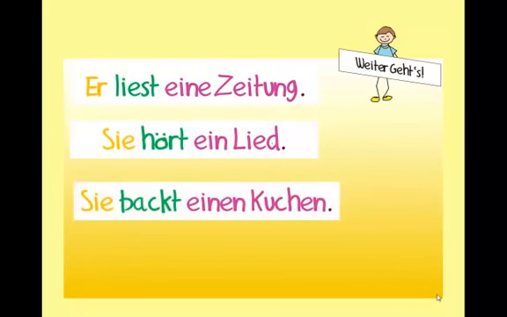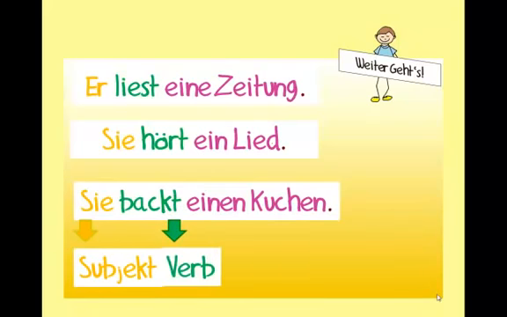Er liest eine Zeitung, sie hört ein Lied, sie backt einen Kuchen. Notice that we always use the verb in our first question. Who is performing the action? And that gave us the subject of our sentence. So we use the verb to ask for the subject. Who is doing the action? Who is doing the baking, the listening, the reading?